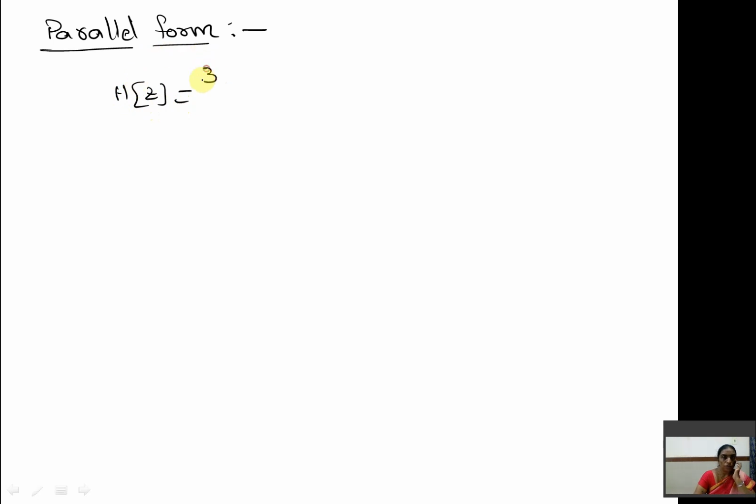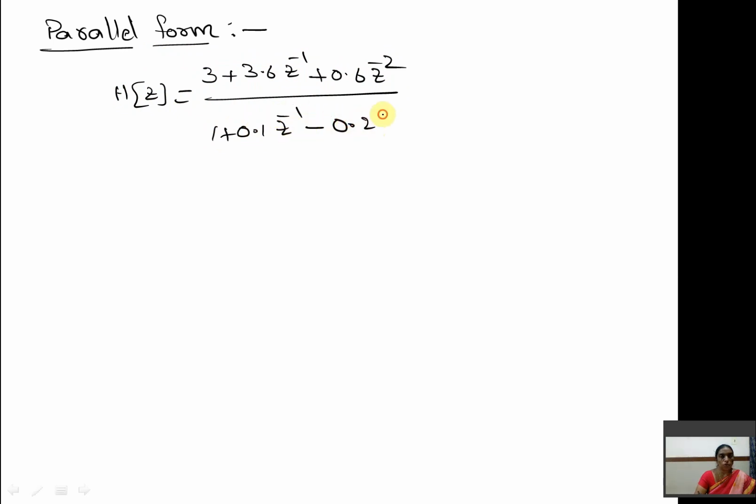3 plus 3.6 z inverse plus 0.6 z power minus 2 divided by 1 plus 0.1 z inverse minus 0.2 z power minus 2, right? So now here parallel form means we have to apply partial fraction expansions, right?